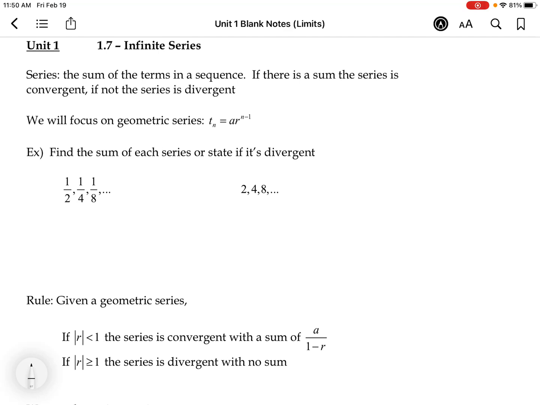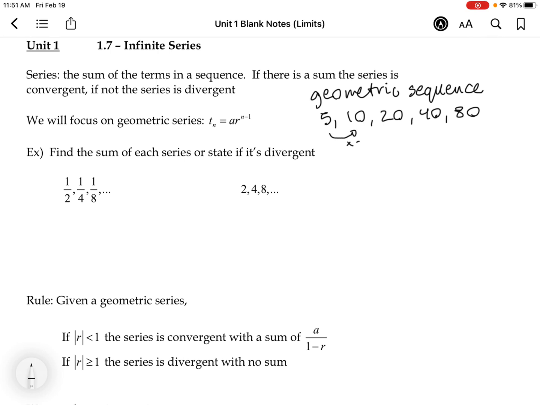A geometric sequence is like a multiplying sequence. So for example, you might have something like this. Let's go with 5, 10, 20, 40, 80, that kind of thing. The idea is that when you go from one term to the next, you multiply by the same value.